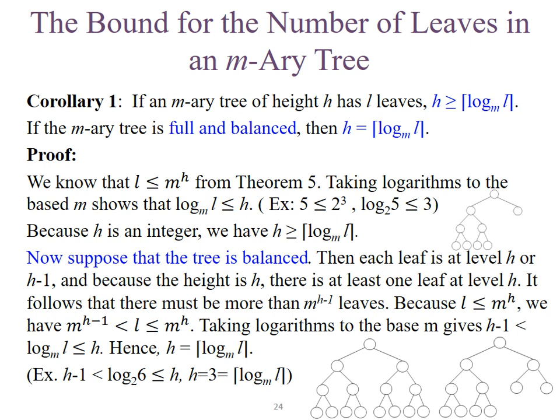Okay, so based on the previous theorem, we can derive the corollary. If we have a memory tree of height h, with L leaves, then we can derive the inequality h is larger or equal to the ceiling of log L with the base n. And if the memory tree is full and balanced, then h equals the ceiling of log L with the base n.